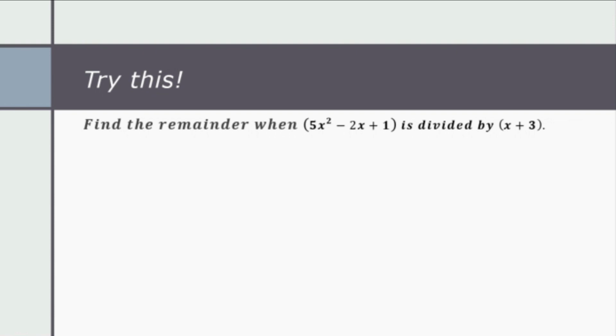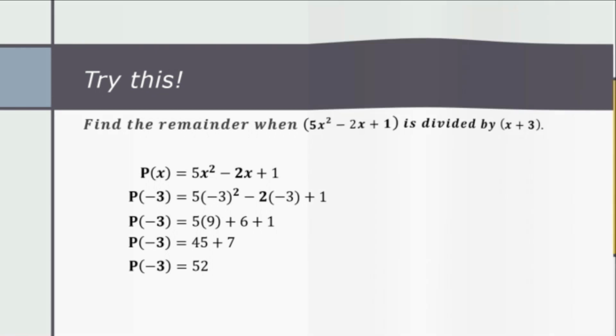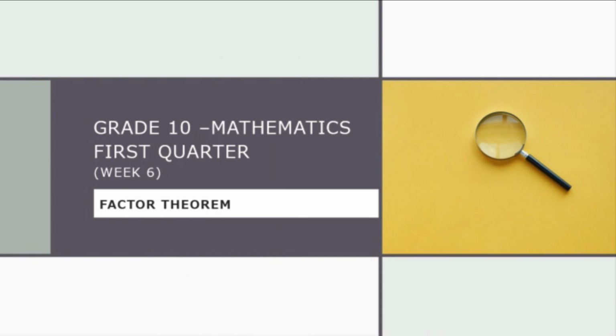Okay, time is up. The remainder when we divide 5x raised to 2 minus 2x plus 1 by x plus 3 is 52. Again, the remainder is 52. But what if the remainder is 0? When the remainder is 0, it refers to the factor theorem.